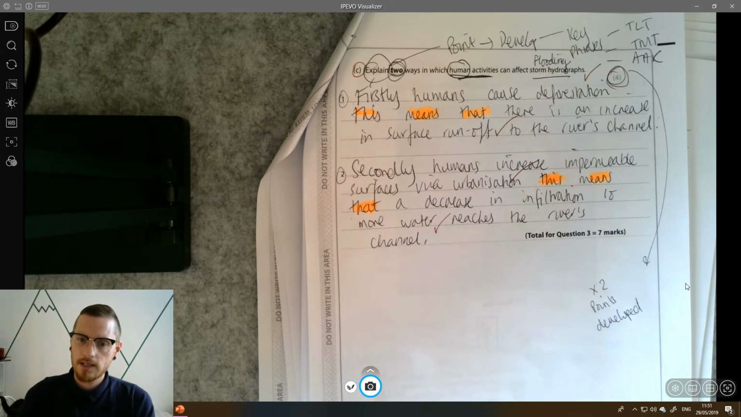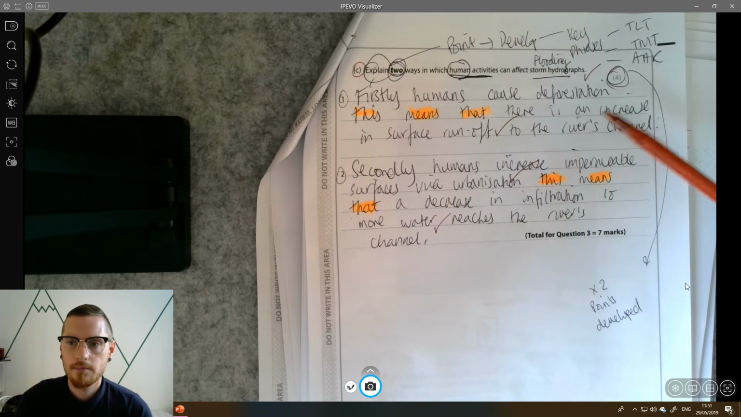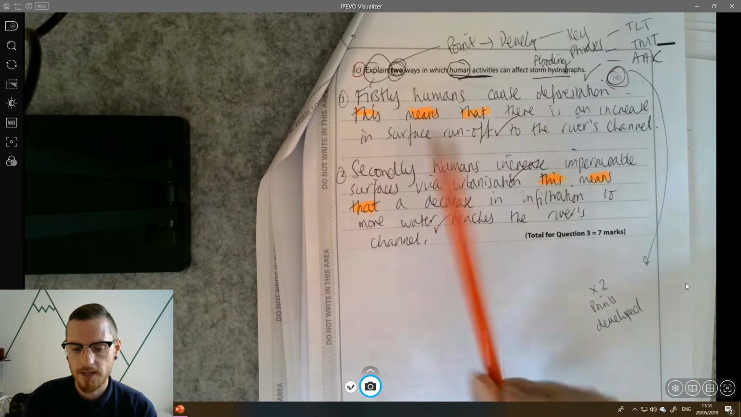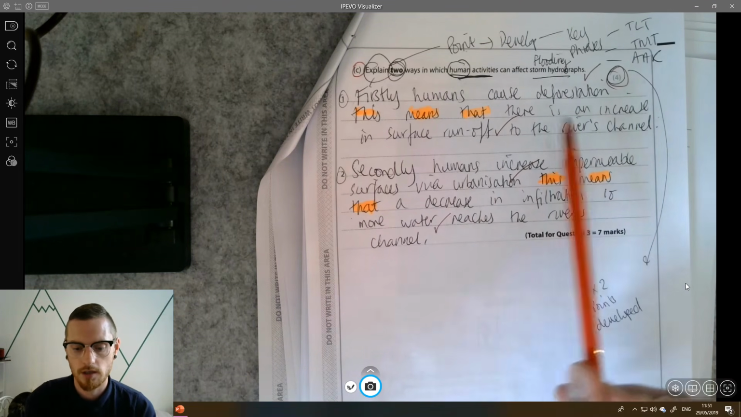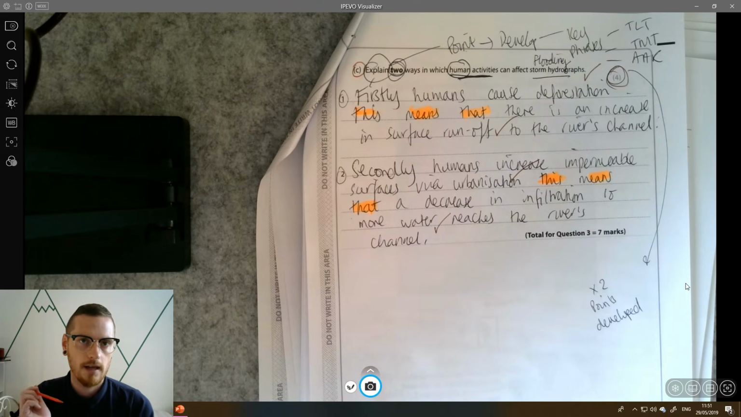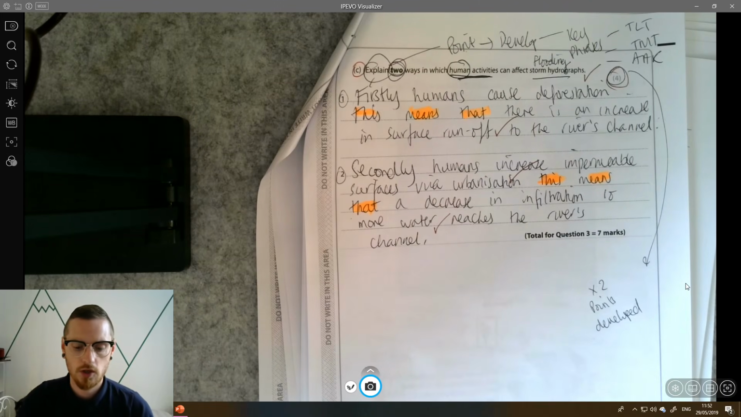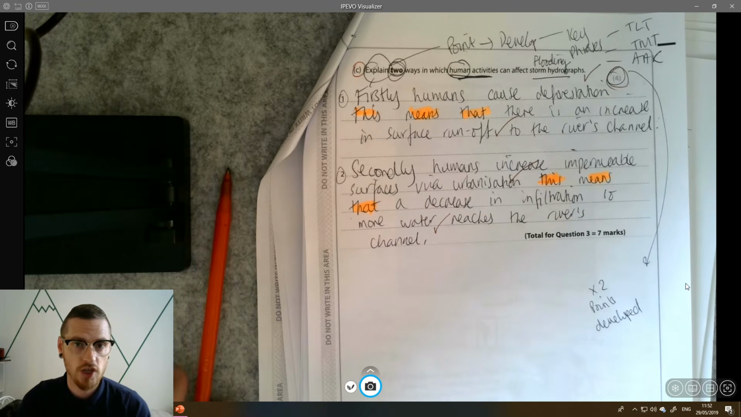Okay. Just to point out here, do not be tempted to flip or reverse points. So here's an example. I could have said, firstly, humans cause deforestation, which means that there's a decrease in interception, which leads to more water getting to a river's channel. I could flip it and make a similar point, which is secondly, humans can cause afforestation and therefore increase interception and decrease the amount of water getting to a river's channel.